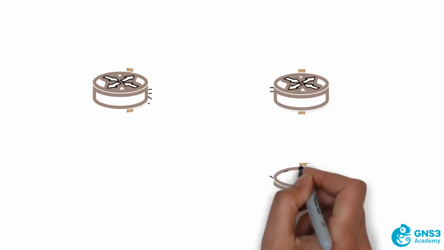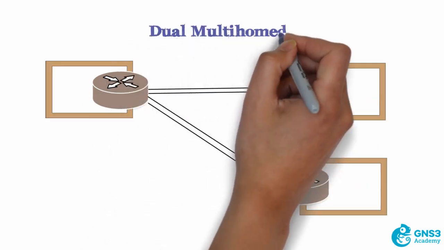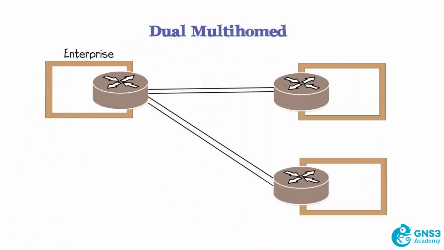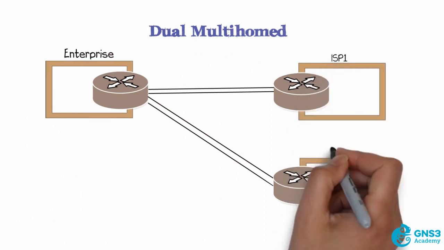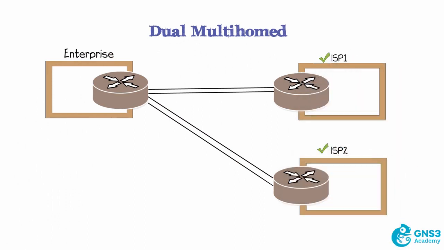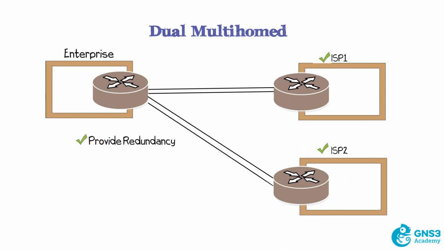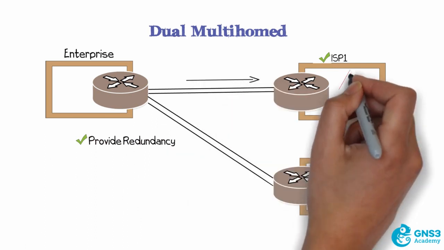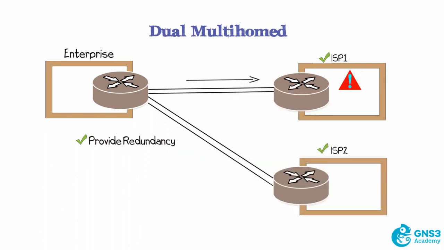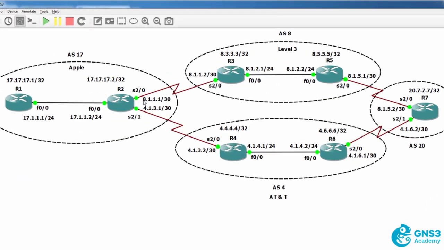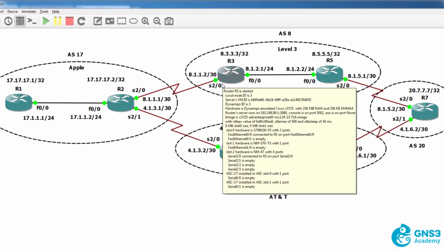For additional redundancy, you could use dual multi-homed connections, where the enterprise is connected to multiple ISPs, in this example 2, but has multiple connections to each ISP. That provides redundancy on connections to a single ISP, as well as provides redundancy when there's a problem with one of the ISP networks. So in this example, we've got a single connection to each ISP.